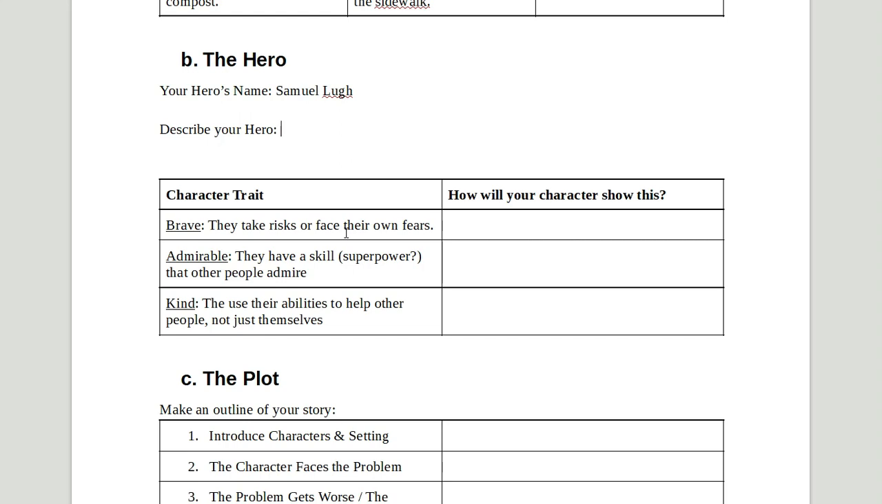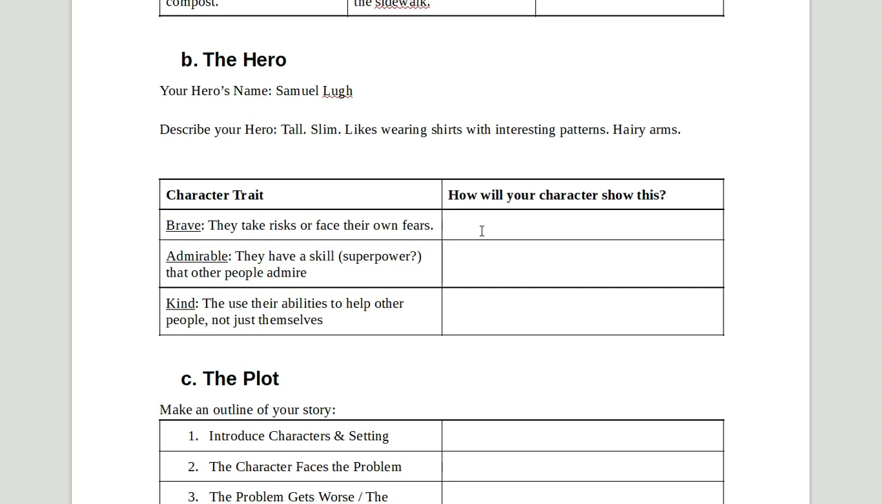Since my hero in this film looked a little bit like me, I'm going to write a description that looks a little bit like me. Tall, slim, likes wearing shirts with interesting patterns, hairy arms. There we go.